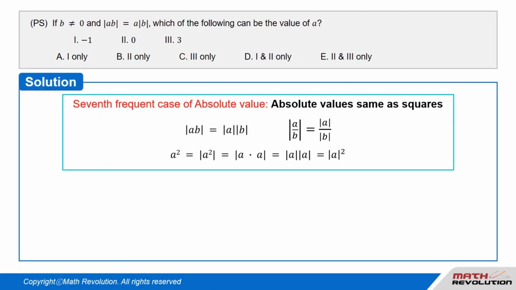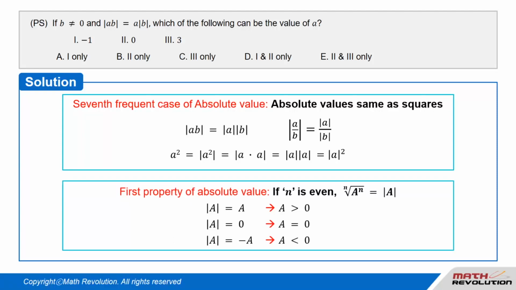Solution. This question deals with the seventh frequent case of absolute value. Case 7: absolute values are the same as squares. |a·b| = |a|·|b|. |a/b| = |a|/|b|. a² = |a|², that is |a·a|, which is |a|·|a|, that equals the square of |a|.